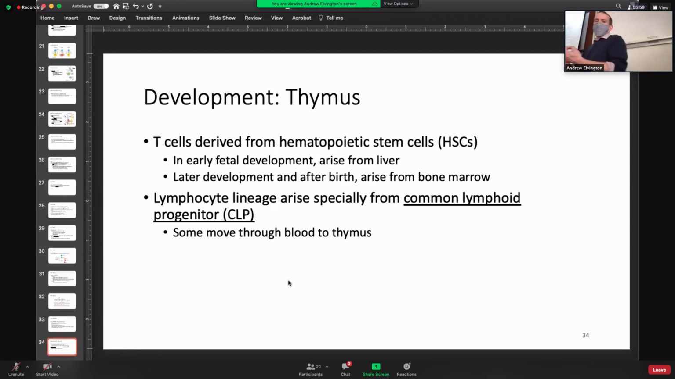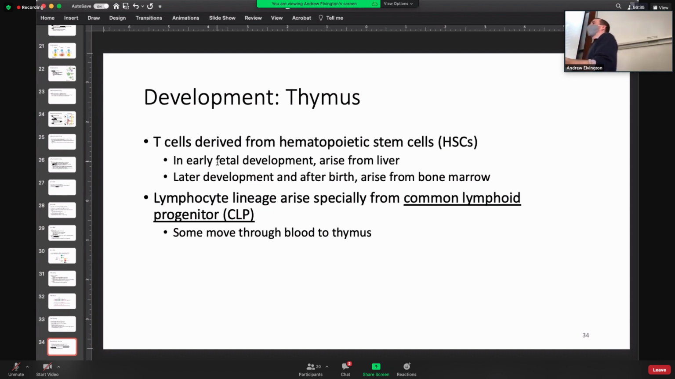So during development, where does this occur for T cells? The T stands for thymus. T cells, because they're a white blood cell, arise ultimately from a hematopoietic stem cell. In an adult, where do we find all our hematopoietic stem cells? Bone marrow. That's where they are housed, and that's where they turn over. So after we're born, through post-birth development, it's bone marrow.